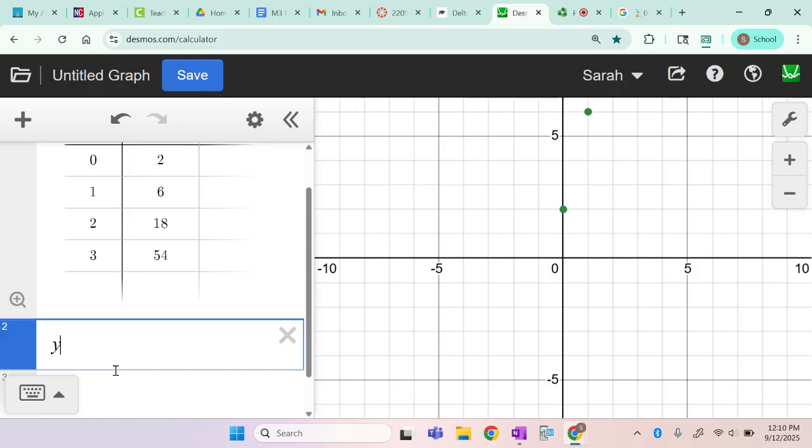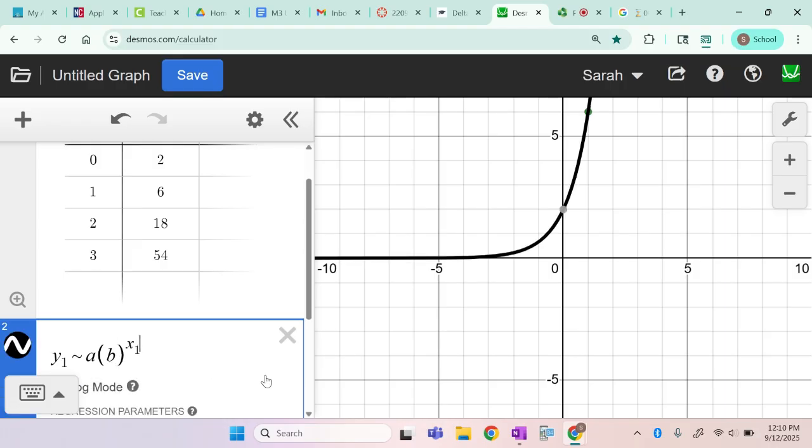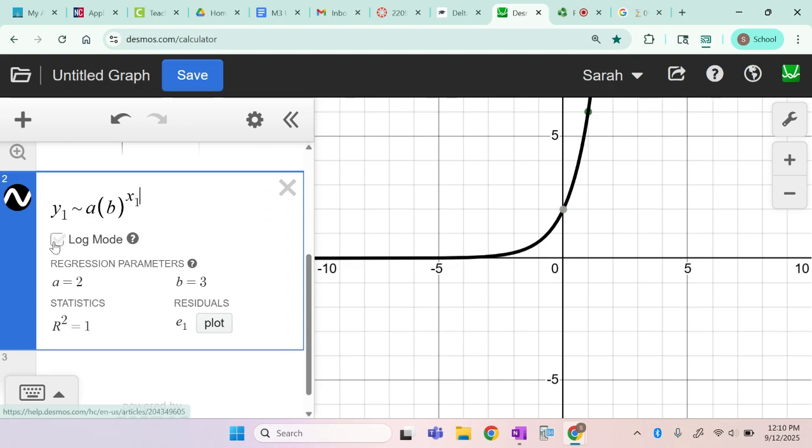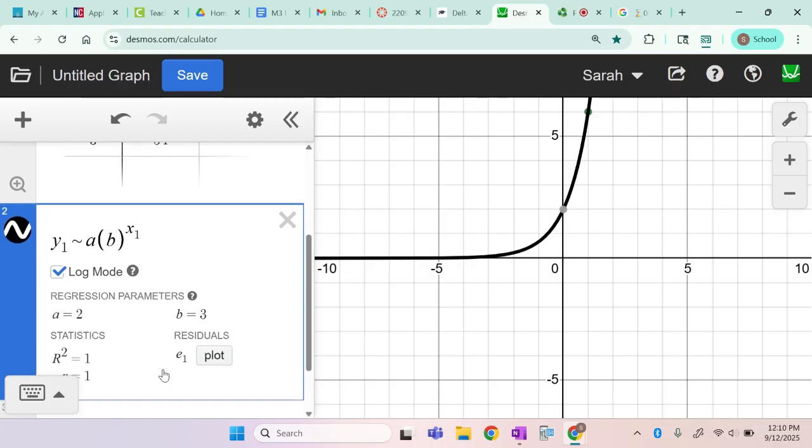So I'm going to type in y1. If you just type the 1 immediately after, it automatically does the subscript. Then the squiggle, which is shift and the key below the escape button on your Chromebook. Then a times b raised to the x1 power. Now, make sure that log mode is clicked, because if it's not, your answer may vary.